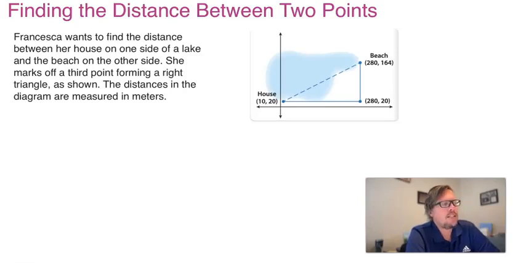Francesca wants to find the distance between her house on one side of a lake and the beach on the other side. She marks off a third point, forming a right triangle as shown. The distances in the diagram are measured in meters.